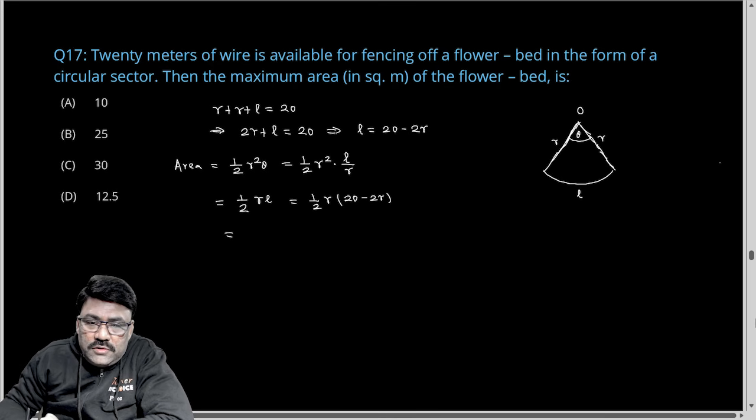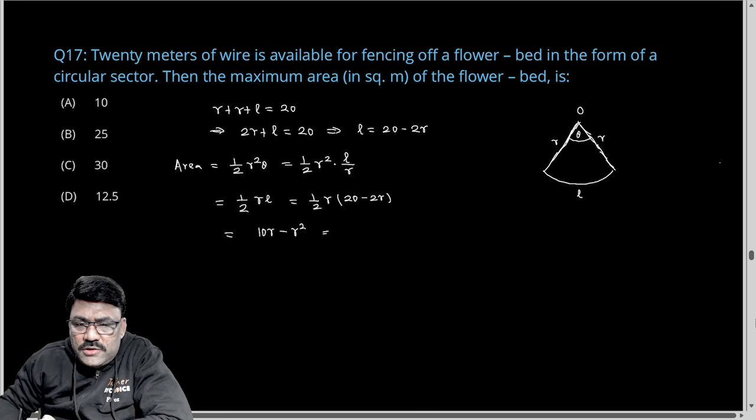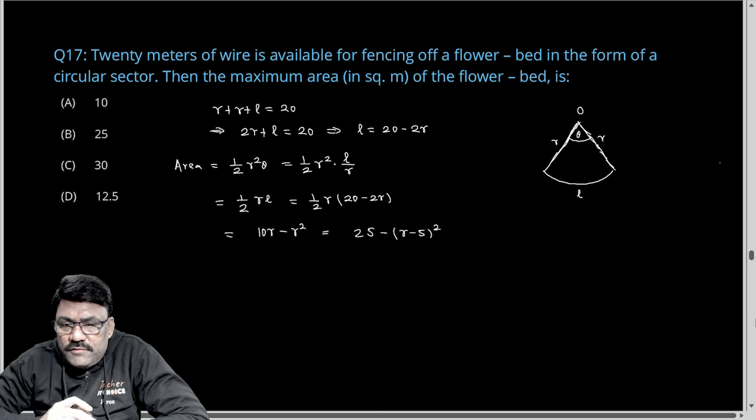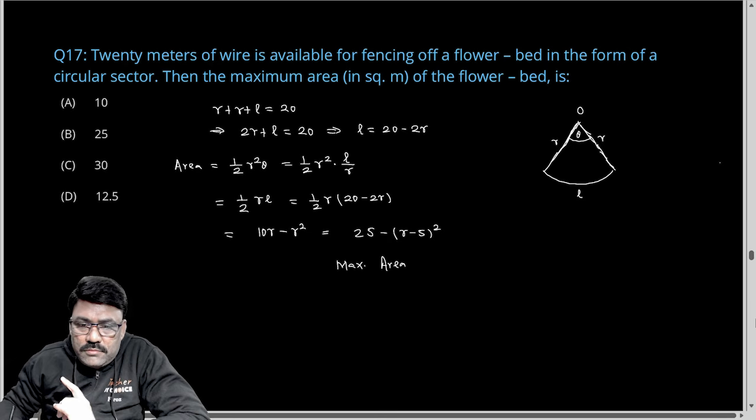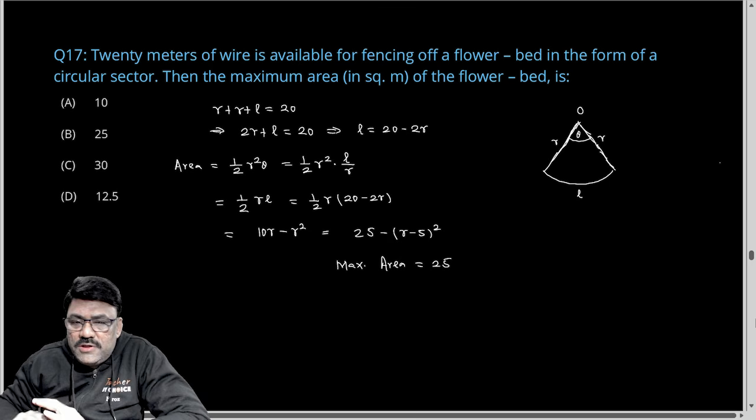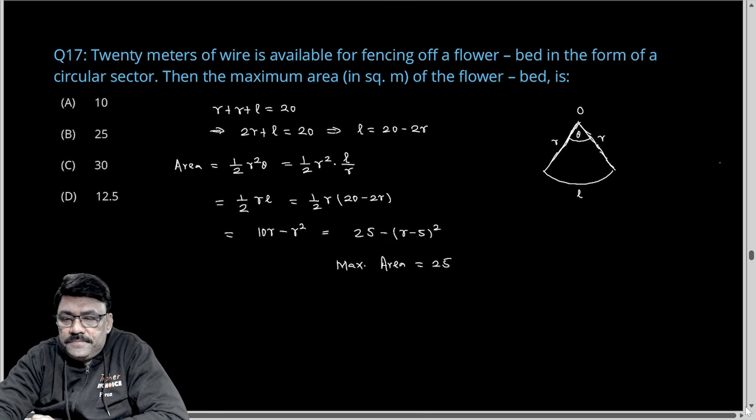So now this is 10R minus R square. And if you make it a perfect square, with minus taken common, it is basically 25 minus R minus 5 whole square. And you can clearly see that the maximum area will be 25 when R is equal to 5. So the maximum area is 25 when R is 5.